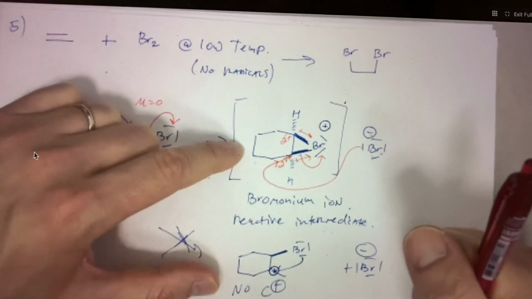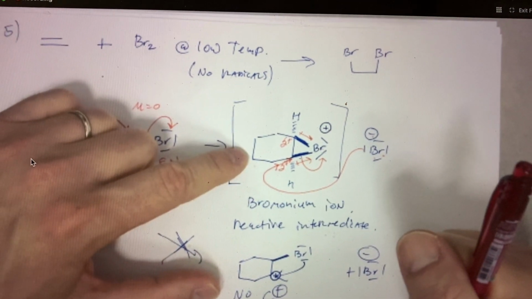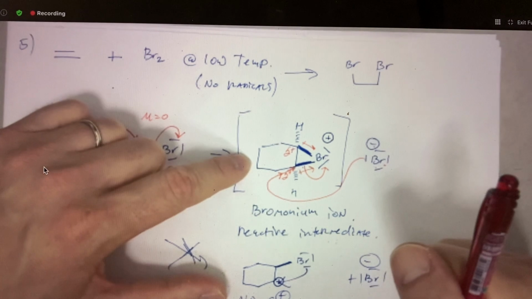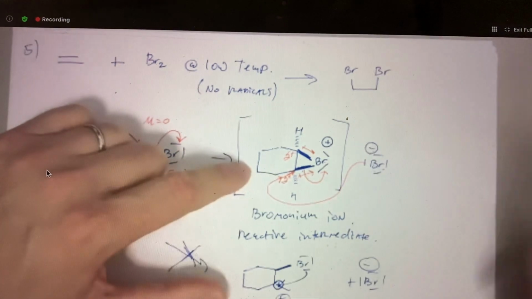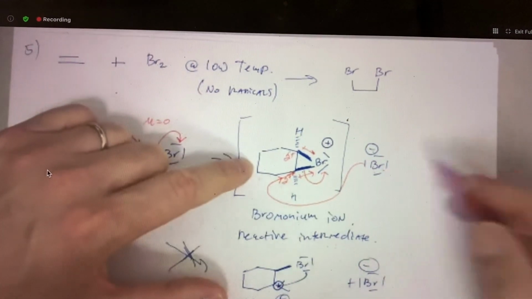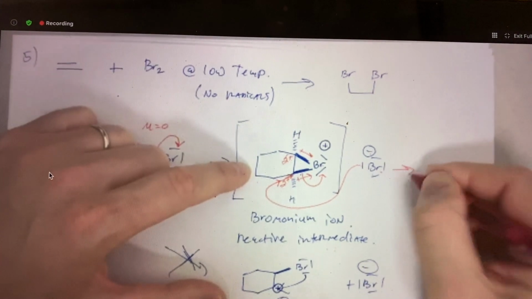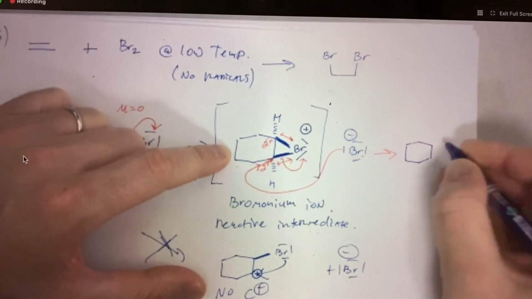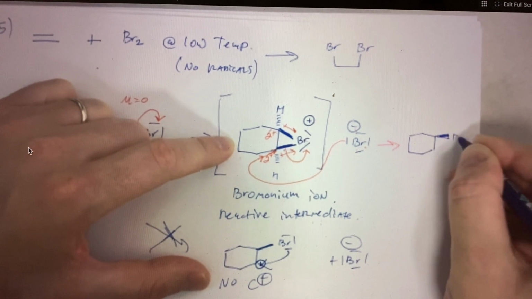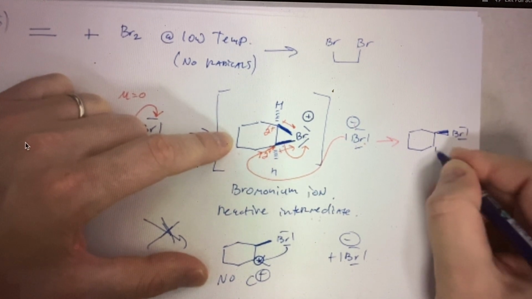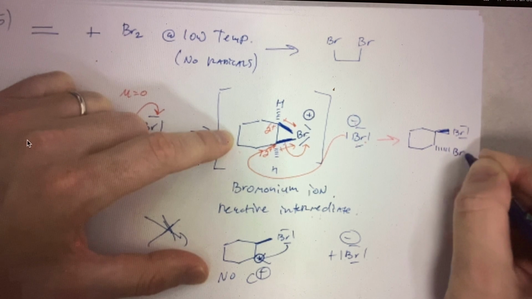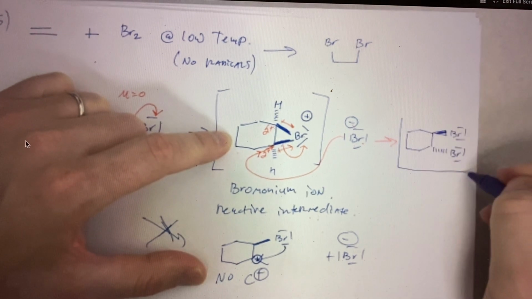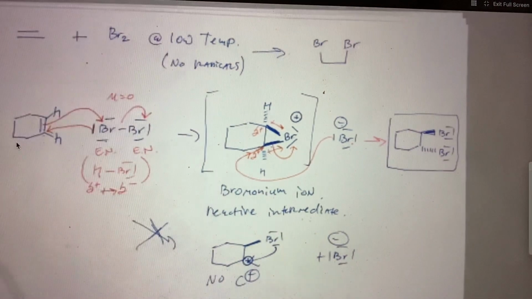You should build this with a model kit. This particular structure here, you should build with your model kit. You're required to have a model kit for this course. This is one of the problems you should use it on. You should build this and see that bromide comes in from the opposite side. When we push all these arrows, this is the final product that we'll get.